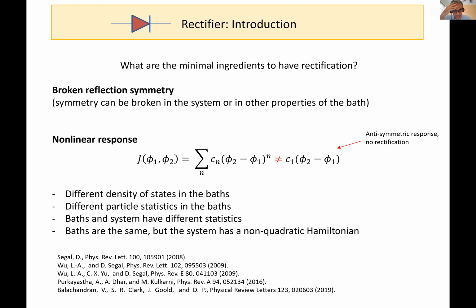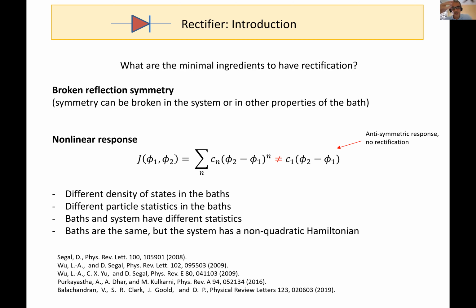And I think to me, there were three works by Segal, Dvir Segal herself alone, and also with some of the people of her group in 2008, 2009, that discuss some sufficient conditions in order to have rectification. For example, different density of states in the baths, or different particle statistics in one bath compared to the other, or maybe baths which have different statistics, for example, spin baths connected to bosonic systems, that would also allow the emergence of rectification.